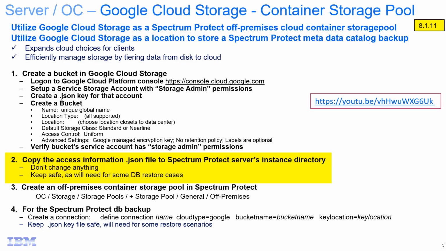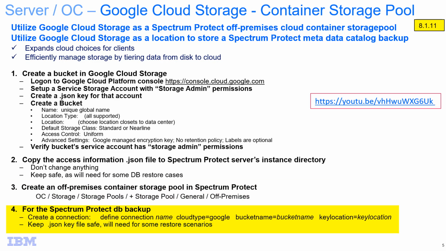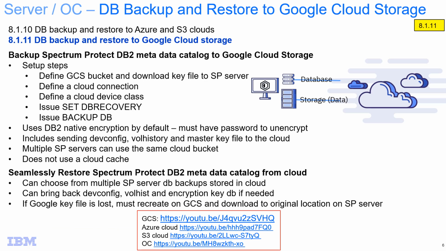Then you're going to copy the access information JSON file to the Spectrum Protect server instance directory. Don't change anything, leave it as it is. And you want to keep that JSON file safe, because if you're doing database backups of your Spectrum Protect server metadata catalog out to Google Cloud Storage, we're going to need that JSON file in order to do restores in some scenarios. Then you'll want to create an off-premise container storage pool inside of Spectrum Protect, and then for the Spectrum Protect database backup, if you decide to go to Google Cloud Storage, then you'll need to create a connection for that as well. Do check out the YouTube videos I have on both setting up a container storage pool as well as backing up your Spectrum Protect database to Google Cloud Storage.